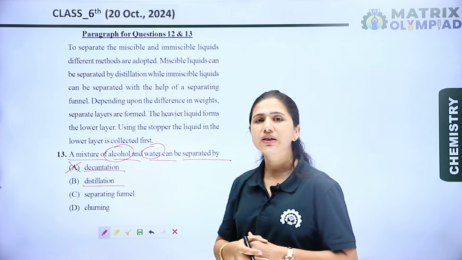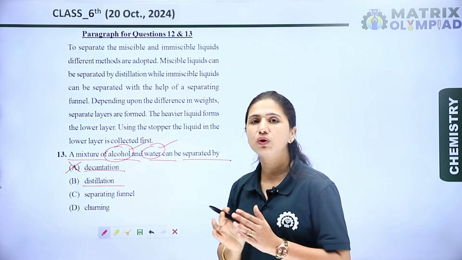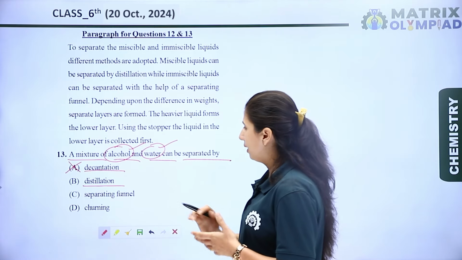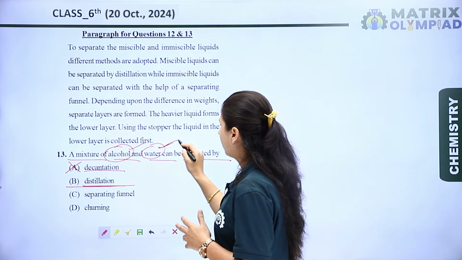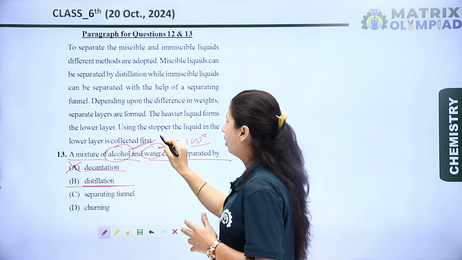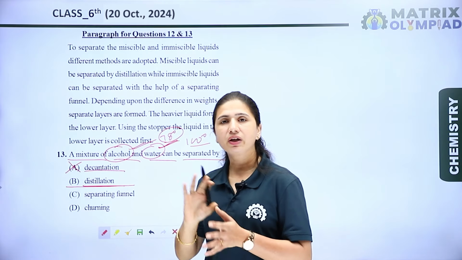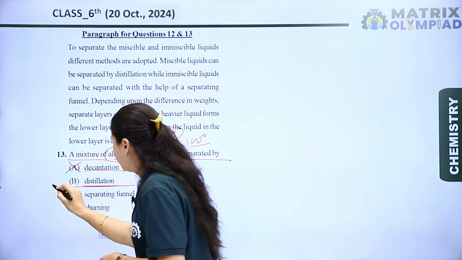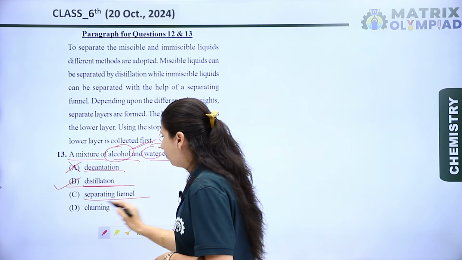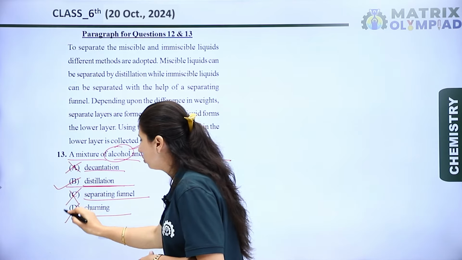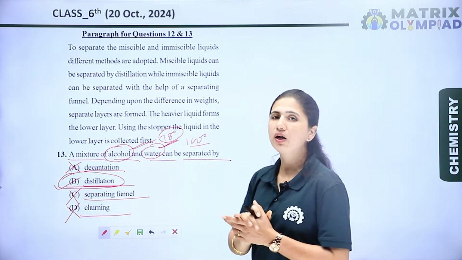Yes, distillation is a process for separating alcohol and water, because alcohol and water both have different boiling points. So by distillation, we can easily separate the substances which have different boiling points. Water boils at around 100 degrees and alcohol at 78 degrees. It means if we boil, first the alcohol evaporates and then we condense it in a different container. So by the distillation process, we can easily separate alcohol and water. Next, the separating funnel is not a suitable method, and churning is also not a suitable method. Distillation is the best method for substances which have different boiling points.